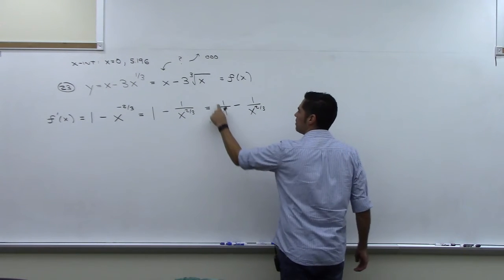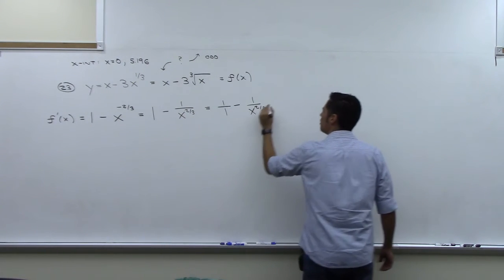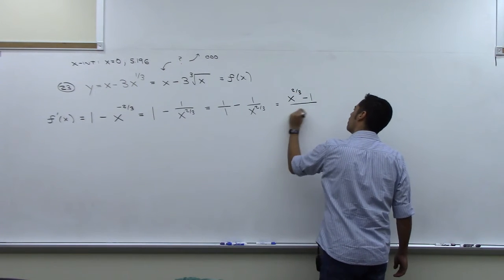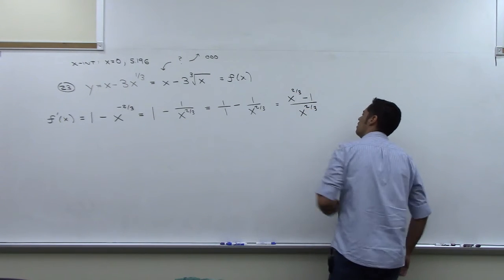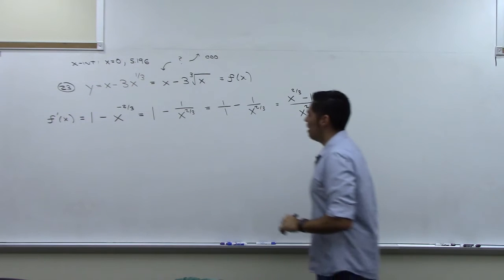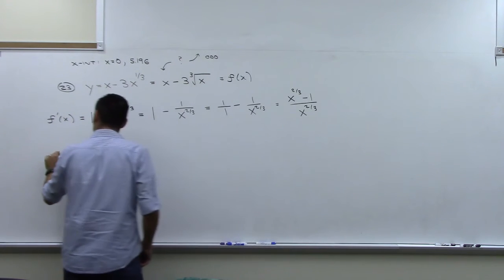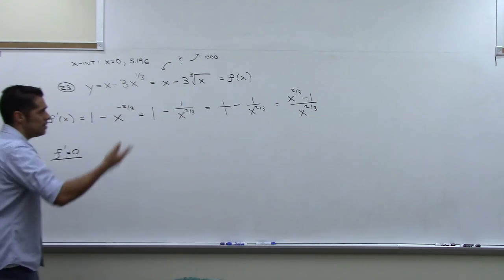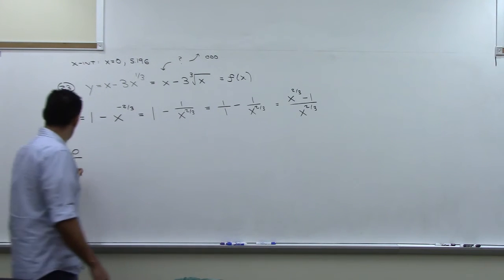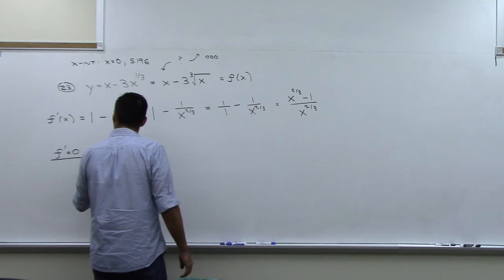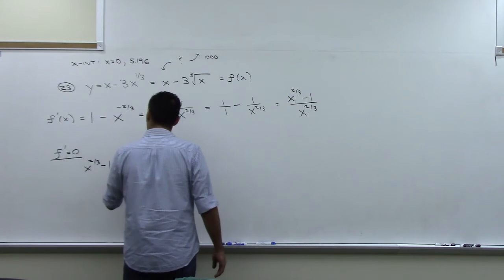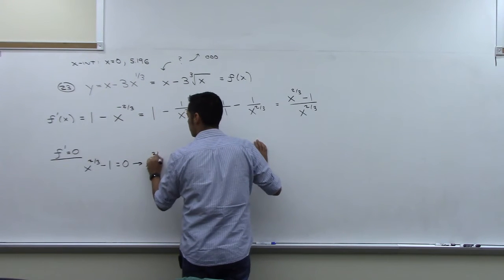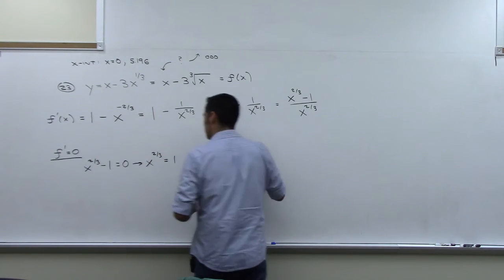So that means I'm going to multiply top and bottom here by x to the 2/3. That gives me x to the 2/3 minus 1 over x to the 2/3, and that's my first derivative. I'm going to set that equal to 0. So if I set this equal to 0, all I have to do is set the top equal to 0. So I set x to the 2/3 minus 1 equal to 0. I move the 1 over, so x to the 2/3 equals 1.